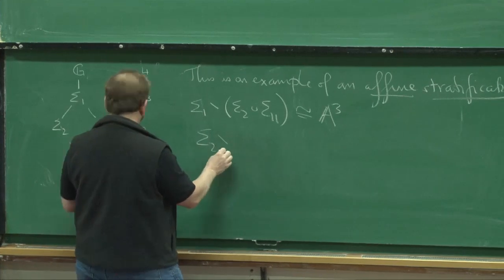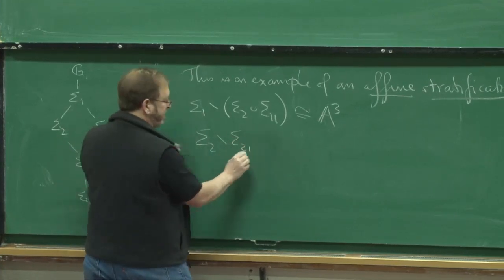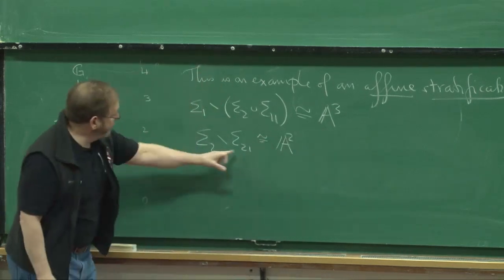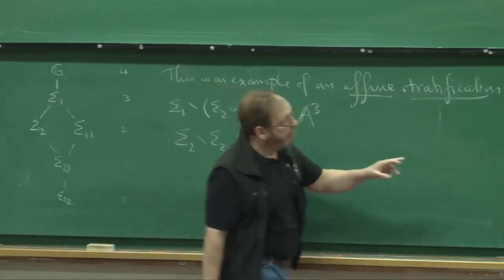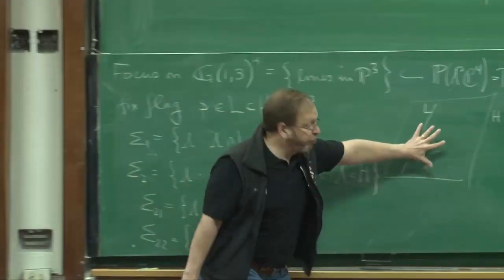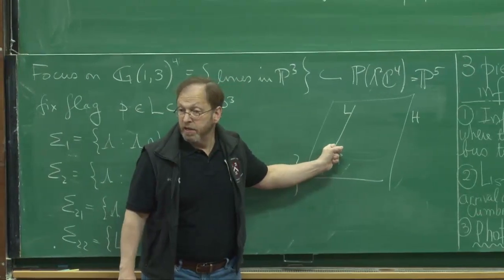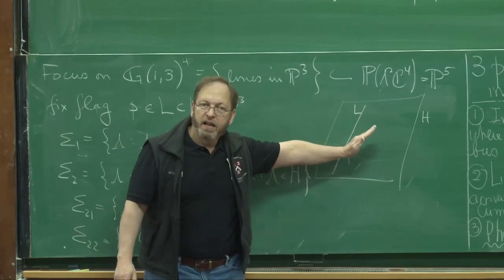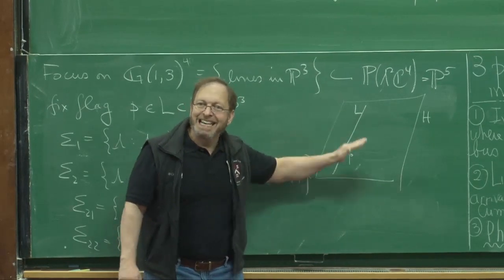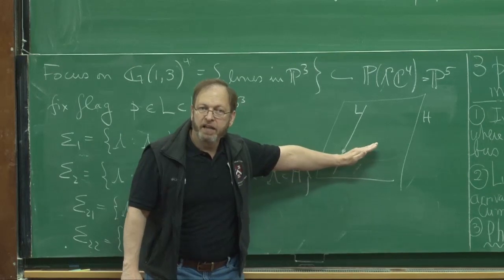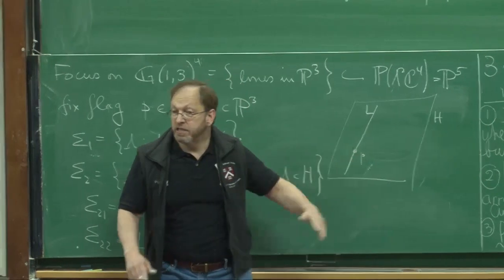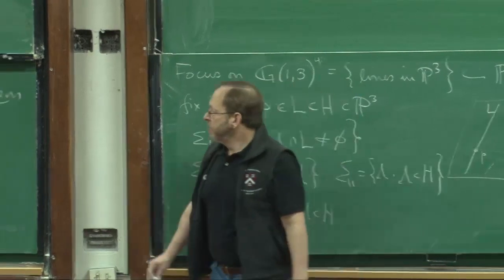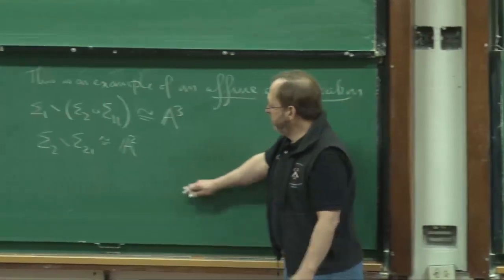If I take sigma 2, and I take away sigma 2,1, that's isomorphic to A2. For example, we can see sigma 2 is just the lines in 3-space through this point. If I remove the lines that happen to lie in a plane, I get lines through the point P not lying in a particular plane. That's just the complement of a line in P2. It's an affine plane. So I'm not going to go through each of these.